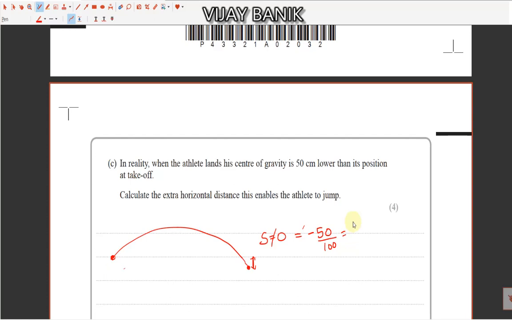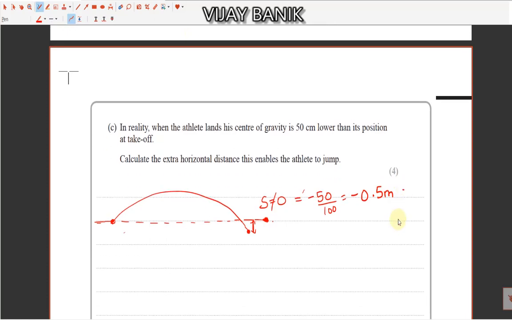Why minus? Because it came back to its original position. The person returned back to its original position, but the center of gravity is actually 50 centimeter lower than that. So our displacement measure starts from center of gravity. If the center of gravity was over here, S was 0, but now it is below 50 centimeter. 50 divided by 100, how much is it? Minus 0.5 meter.